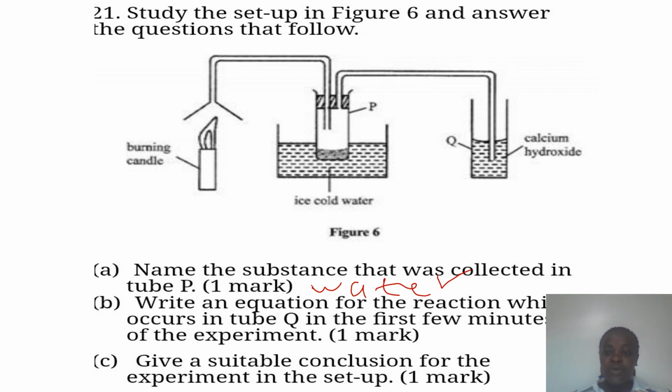So in test tube Q, where we have calcium hydroxide solution, we said calcium hydroxide solution is going to react with carbon dioxide. So we are going to collect carbon dioxide in our test tube Q that will react now with calcium hydroxide. So we said calcium hydroxide reacts with carbon dioxide to produce calcium carbonate, the insoluble calcium carbonate, and water. So let us write that equation here.